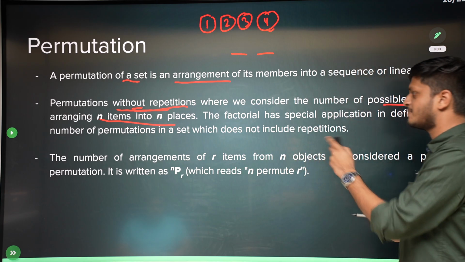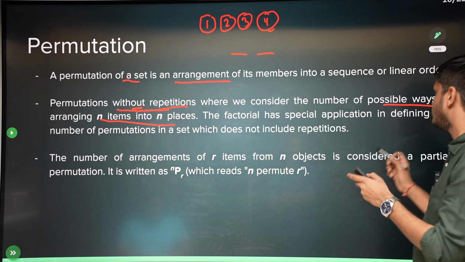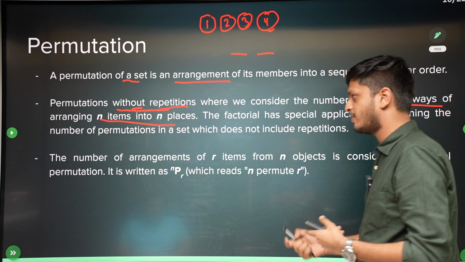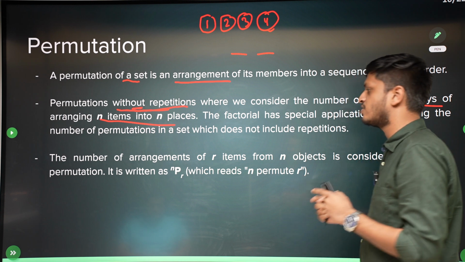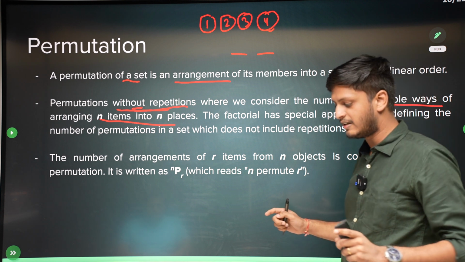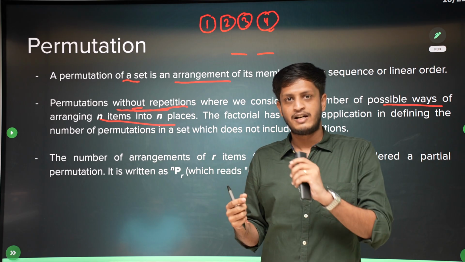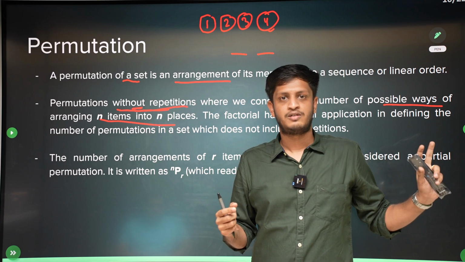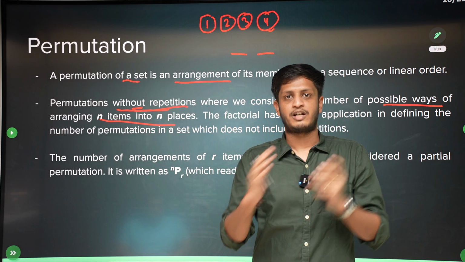The factorial has a special application, we already saw it in the last lecture, in defining the number of such permutations or arrangements in a set that does not include repetitions. There also we didn't repeat them. If I have to arrange n objects, I assumed that object is gone now, so now I have n minus 1 objects for n minus 1 places.